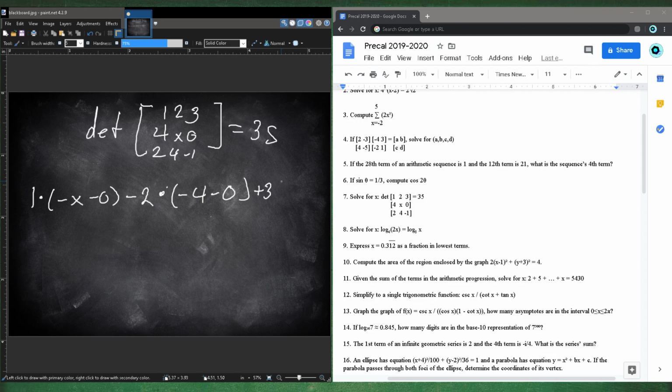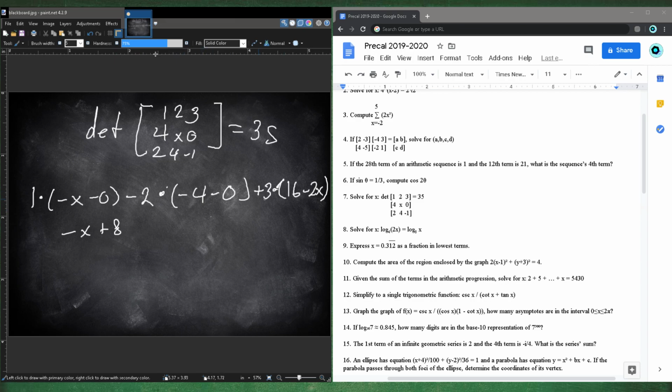And then plus 3, that as a matrix goes down, so it's just 4 times 4, which gives us 16. And 2 times x is -2x, right? So this simplifies to just -x. So times 1 is just -x. And then it's just -4, so -2 times -4 is +8.